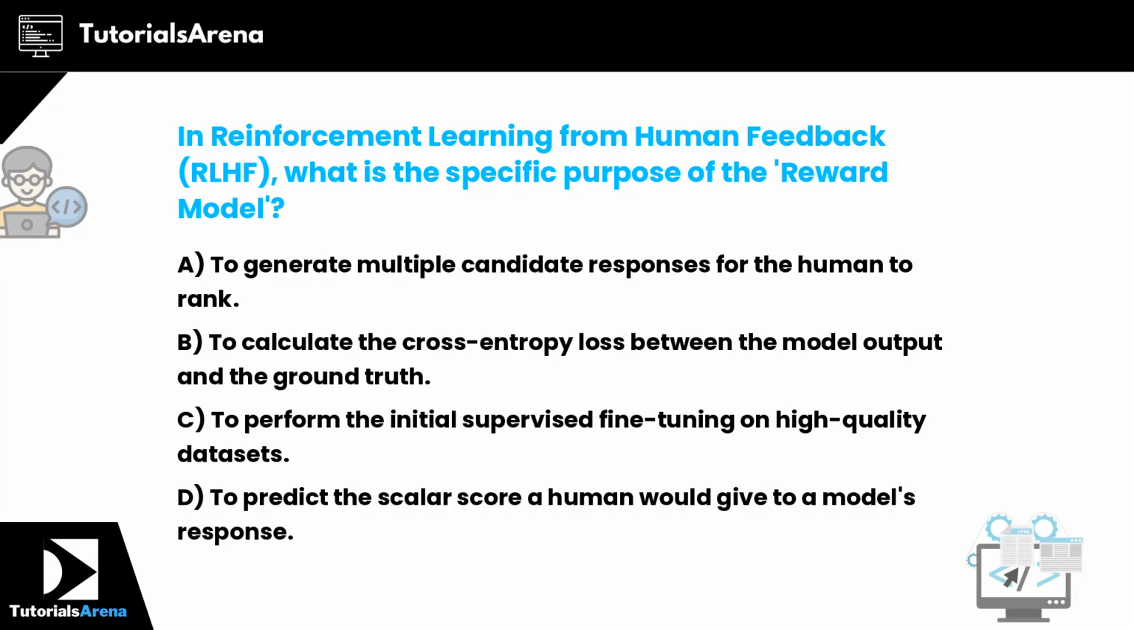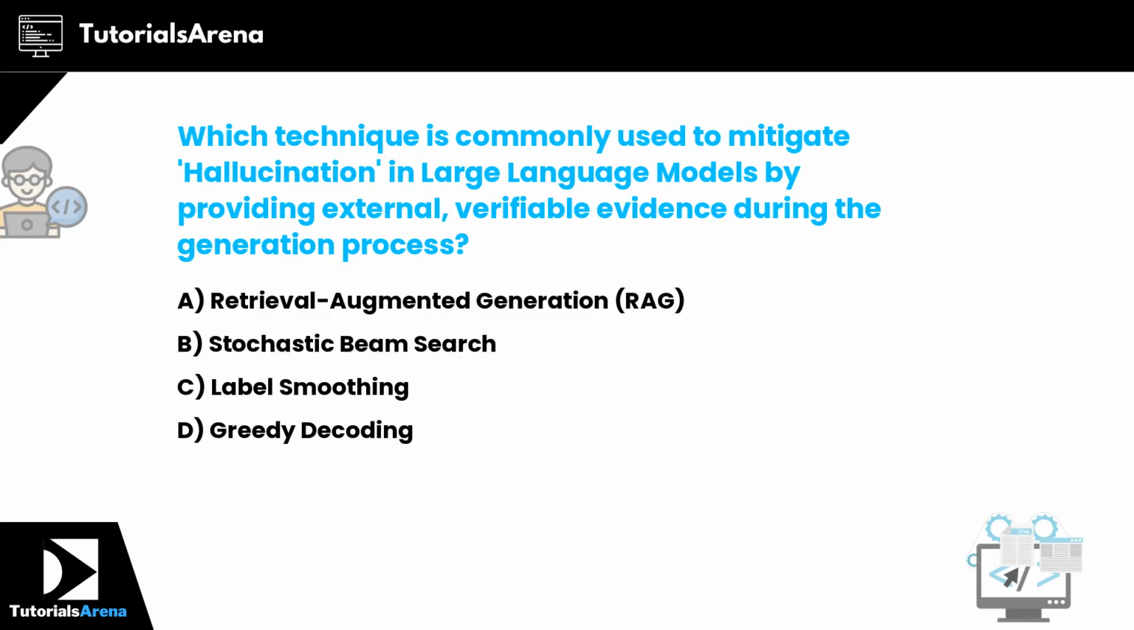In reinforcement learning from human feedback, RLHF, what is the specific purpose of the reward model? The correct answer is option D. To predict the scalar score a human would give to a model's response. Which technique is commonly used to mitigate hallucination in large language models by providing external, verifiable evidence during the generation process? The correct answer is option A, Retrieval Augmented Generation, RAG.